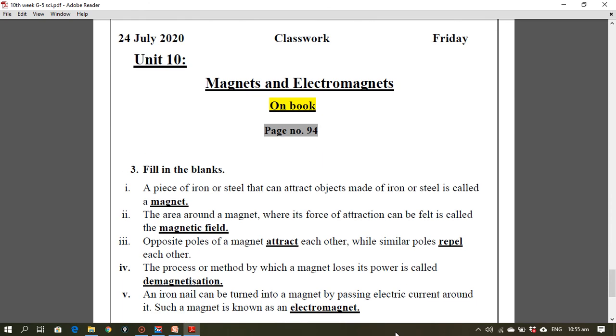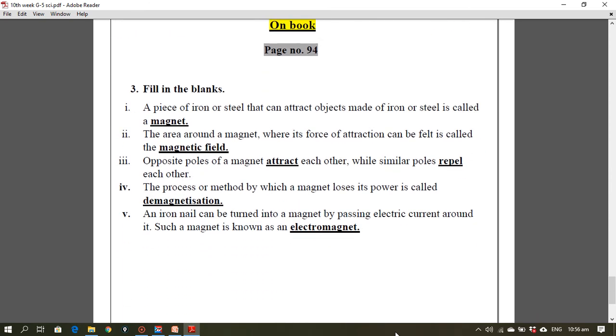Now open page number 94, fill in the blanks. A piece of iron or steel that can attract objects made of iron or steel is called a magnet. The area around a magnet where its force of attraction can be felt is called the magnetic field. Opposite poles of a magnet attract each other while similar poles repel each other. The process or method by which a magnet loses its power is called demagnetization. An iron nail can be turned into a magnet by passing electric current around it. Such a magnet is known as an electromagnet.